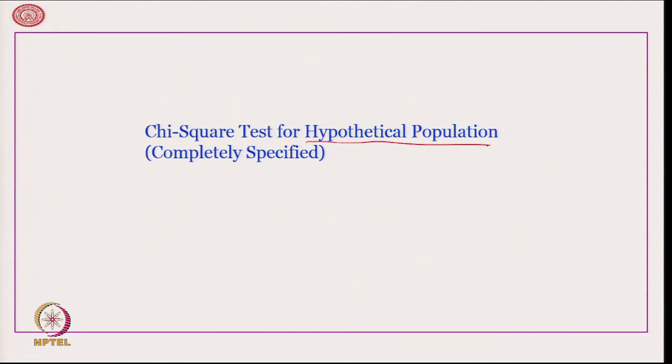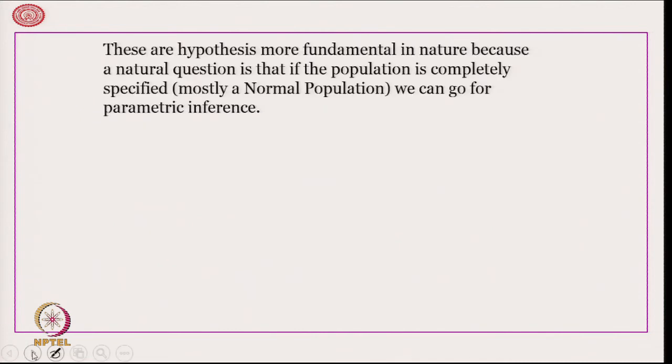The chi-square test for a hypothetical population which is completely specified. These hypotheses are more fundamental in nature, because a natural question is that if the population is completely specified, mostly say a normal population, then we can go for parametric inference. So, what does it mean?